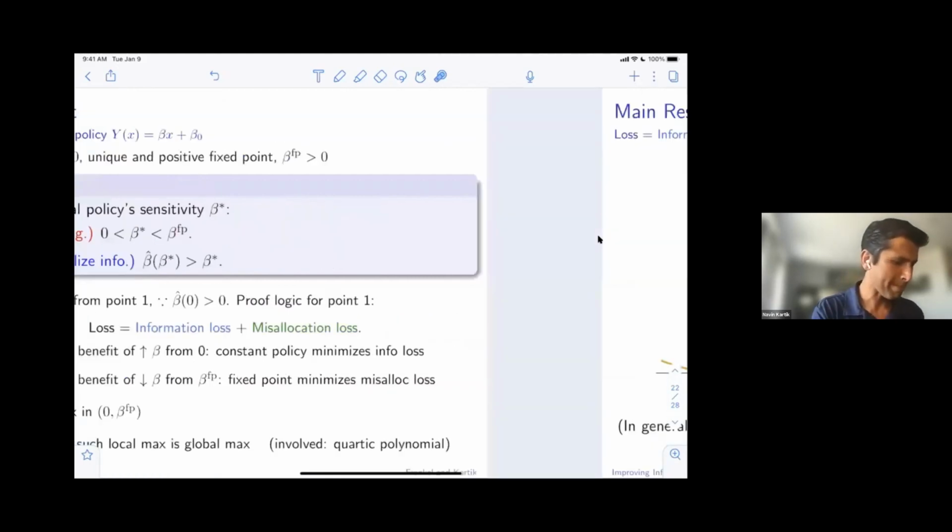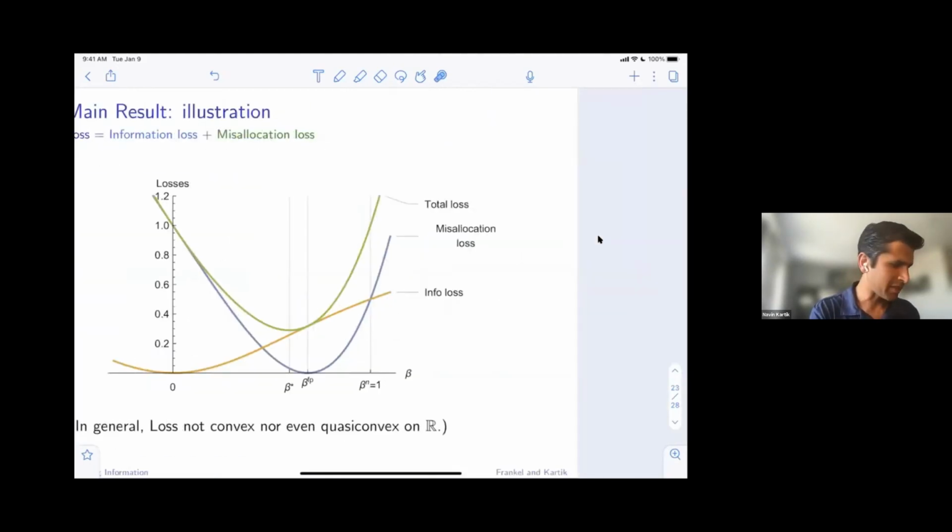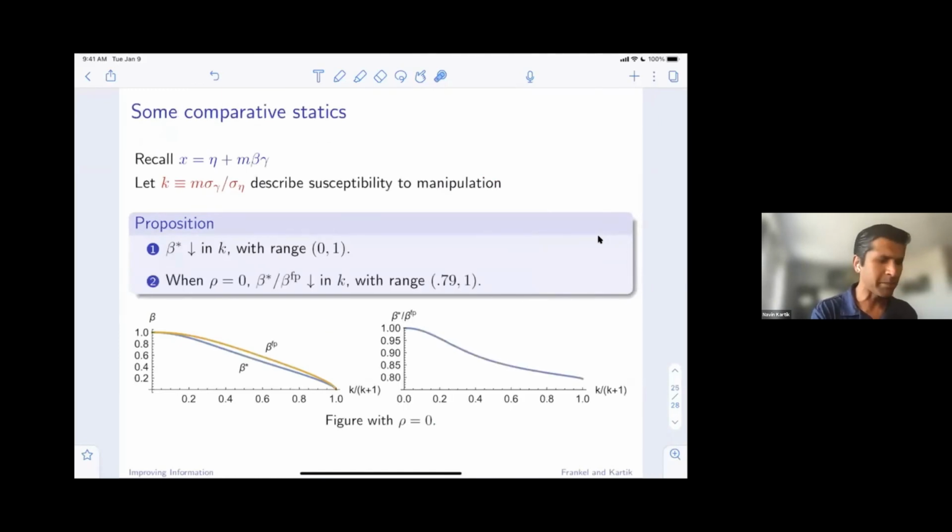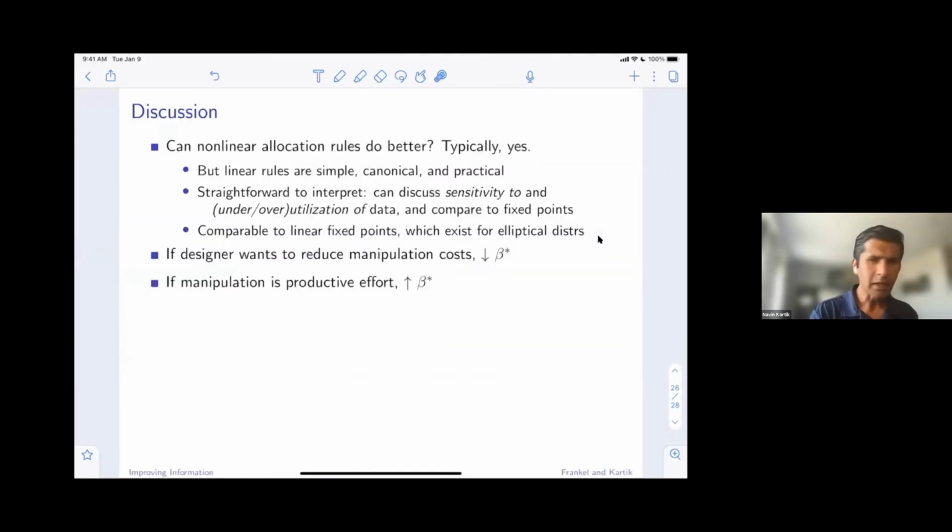Okay. So I'm basically out of time. So we do some comparative statics. Let me just conclude by talking about a couple of limitations and extensions. So one question is, our restriction to linear allocation rules, is that without loss? And the answer is typically it is with loss. Okay, so nonlinear allocation rules can typically do better than linear allocation rules.